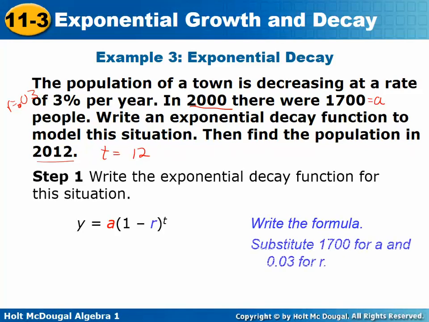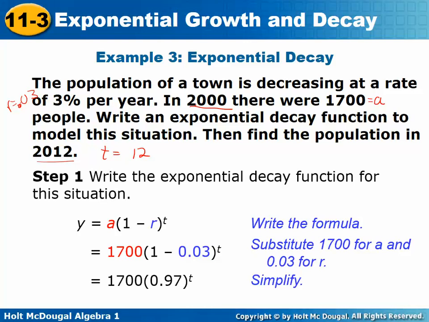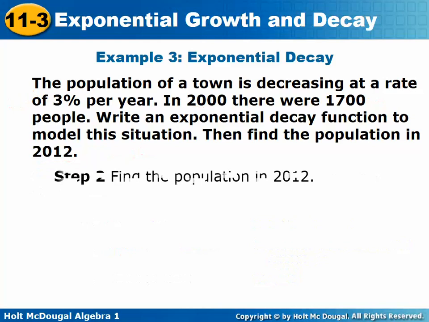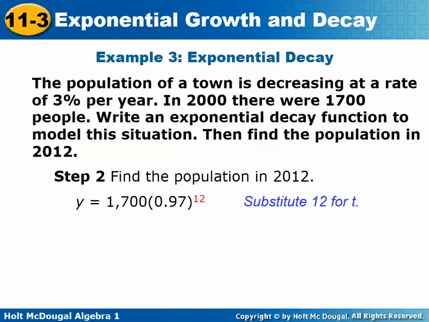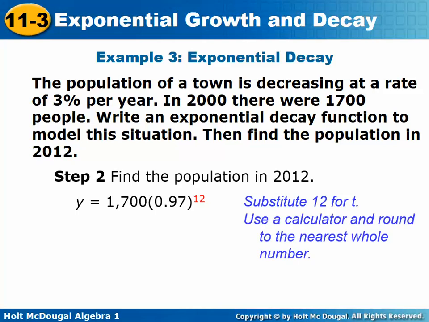So we start by plugging in 1,700 for A and 0.03 for R, and then we simplify. Now when you simplify, this is minus, don't forget to subtract, and that's 0.97. So that is our answer for the part that asks you to find the formula of the model. Now we plug in that t equals 12. And you use your calculator and you take 0.97 to the 12th power and take that answer and multiply by 1,700. And again, this is a town that's decreasing in population, so it should be less, and that is what we found. If we ended up with a number greater than 1,700, we had made a mistake.